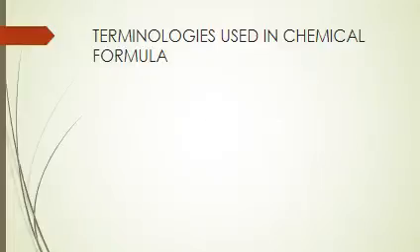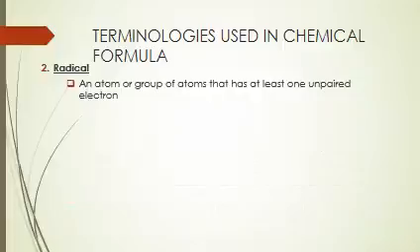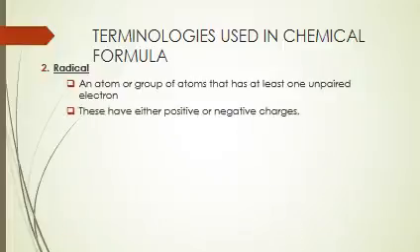Now, let us continue looking at terminologies used in chemical formula by looking at radical. So, radical is defined as an atom or group of atoms that has at least one unpaired electron. So, these radicals can either be positively charged or negatively charged. So, the presence of unpaired electron makes the radicals to become unstable and highly reactive.